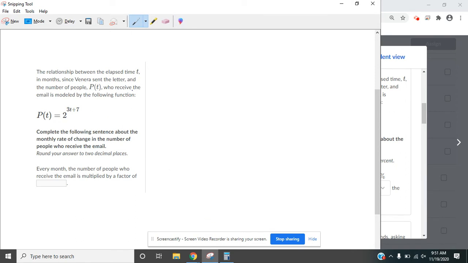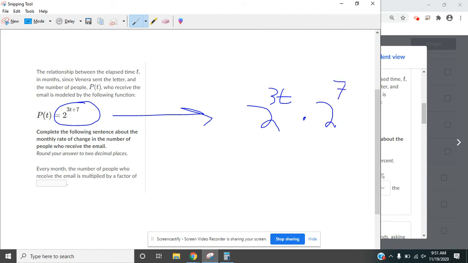Relationship between T and so on, right? It says this is our equation. Complete the following sentence about the monthly rate of change and the number of people who receive the email. Let's not forget our exponent rules. What does it mean if exponents have been added? Multiplied. So in other words, it's like 2 to the 3t times 2 to the 7th. That's what that means.